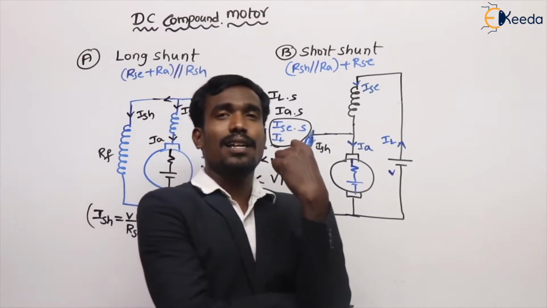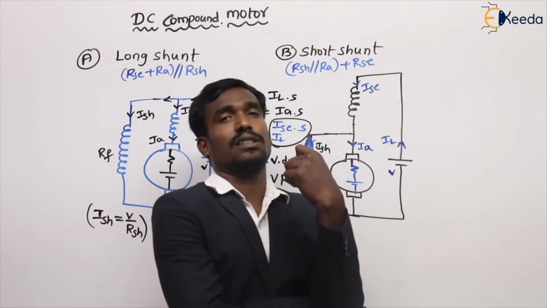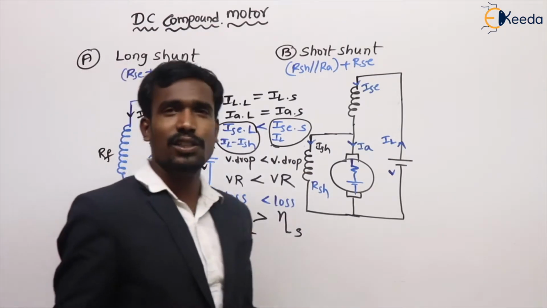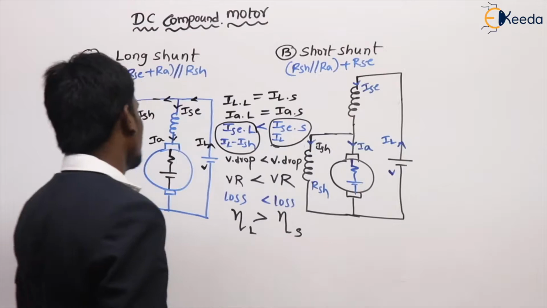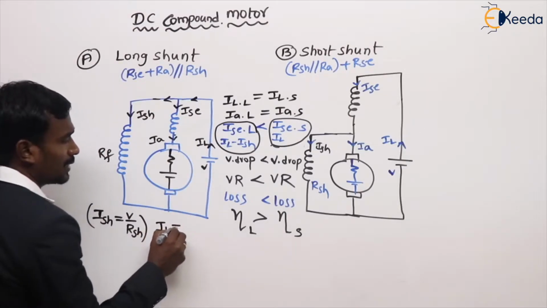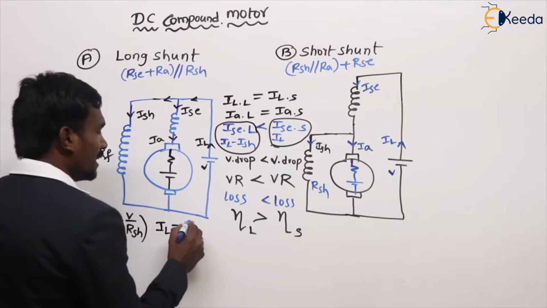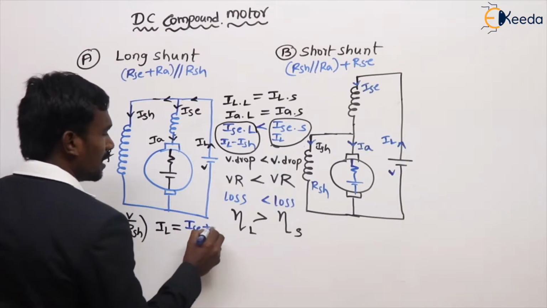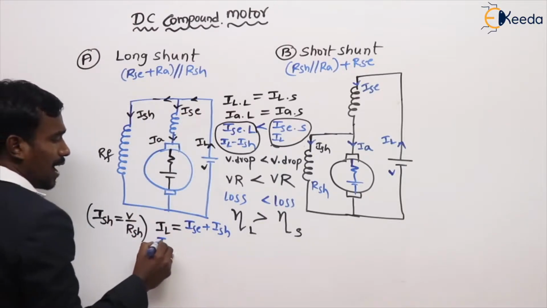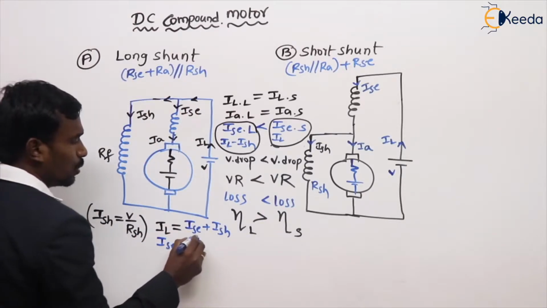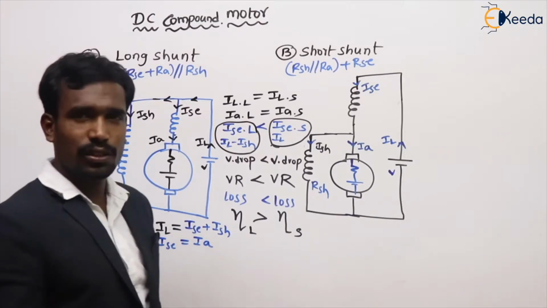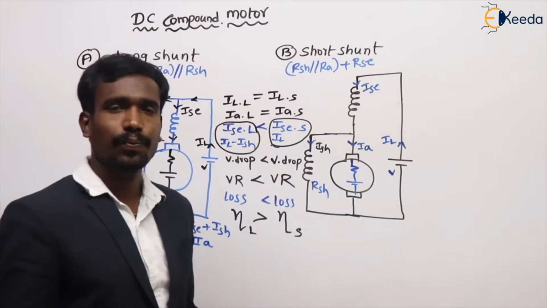Up to now clear? Let's derive the equations. One equation is completed: ISH is equal to V by RSH. The next one, what is the current equation here? IL is equal to ISE plus ISH, and ISE is equal to IA. This is the current equation for long shunt. You know that very well.